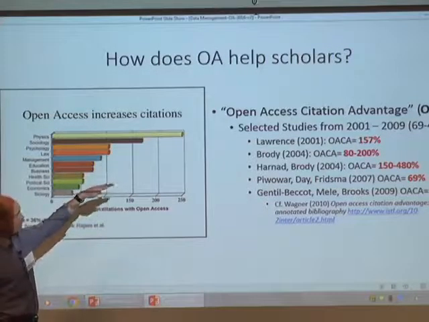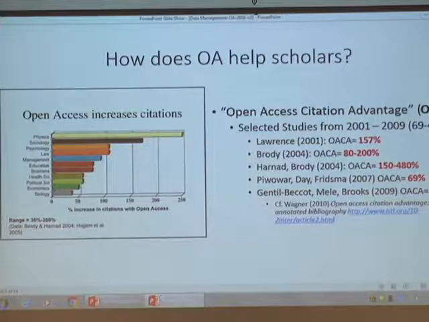So Lawrence, for example, finds in 2001 that there was a 157% increase in the number of citations for particular disciplines within that study. And then over the years, from 2004 to 2007 and 2009, they find ranging variations in the number of citations increased by publishing within open access. So they see it as a very established phenomenon happening when something is published within open access.